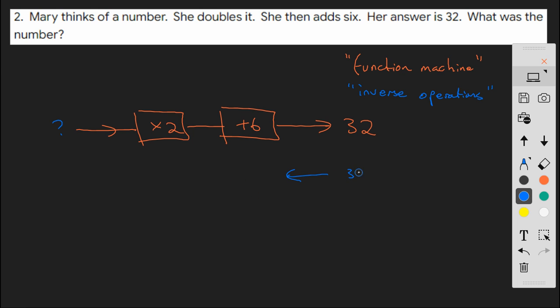So we're going to put in our number 32, and the last thing we did was add 6, so we're going to take away 6. That's the inverse operation of addition. So 32 take away 6 is 26. We multiplied by 2 going forwards, so the inverse operation going backwards is dividing by 2. So 26 divided by 2, half of 26, is 13. So there's our answer, 13.